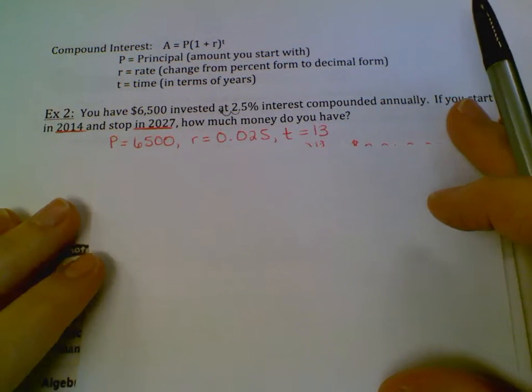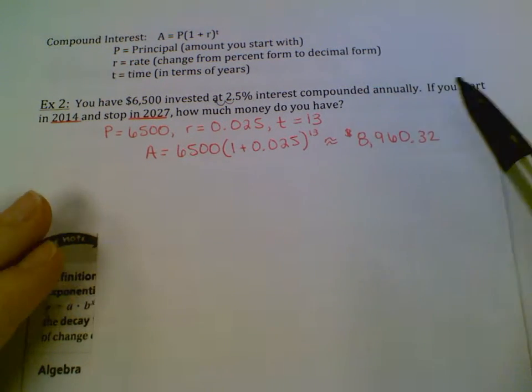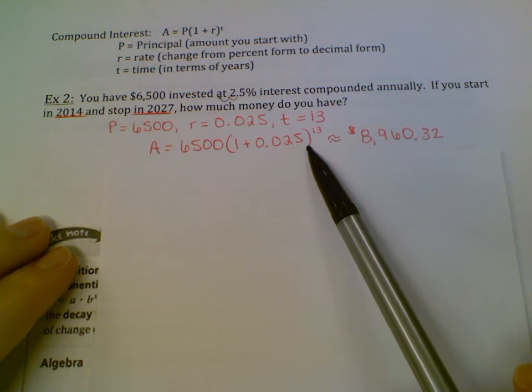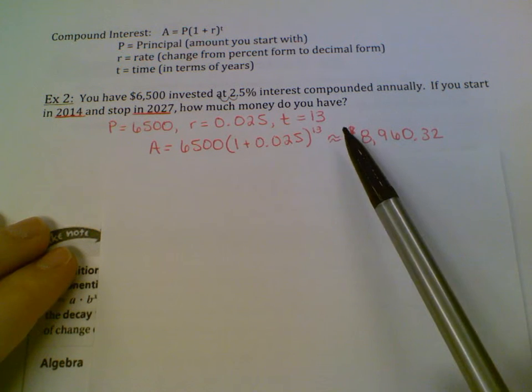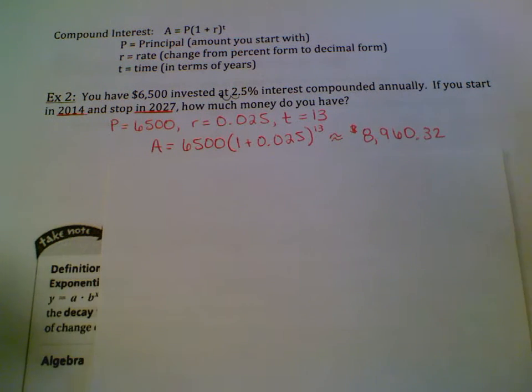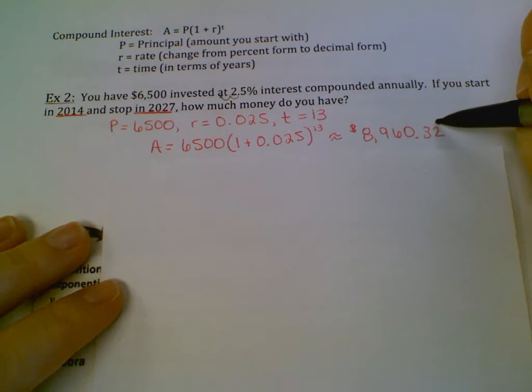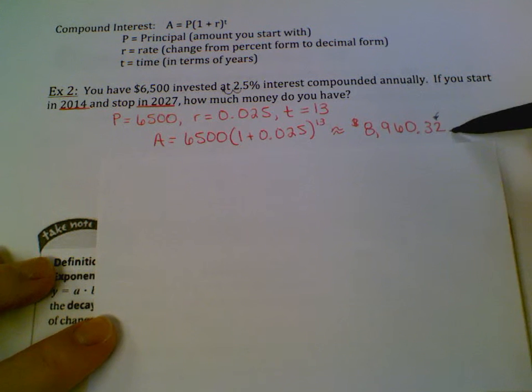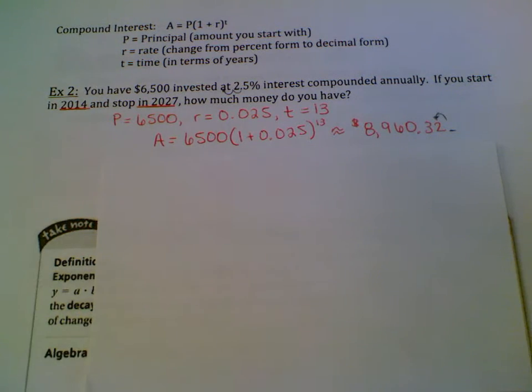So then I'm going to plug in my values. 6,500 parentheses 1 plus 0.025, close the parentheses, raised to the 13th. Type that into my calculator. I get roughly $8,960.32. Now I rounded to the nearest cent, so that means I was looking at the number behind here to tell me if I needed to round up or down.